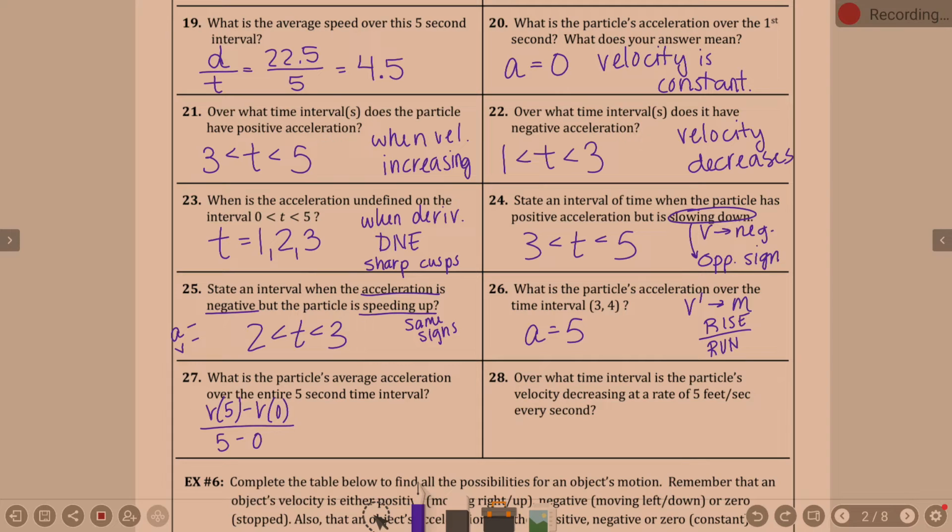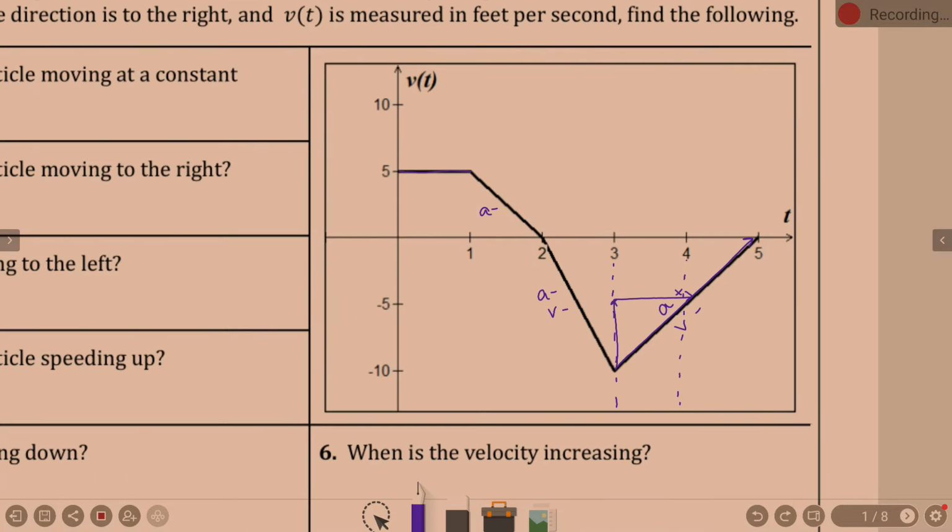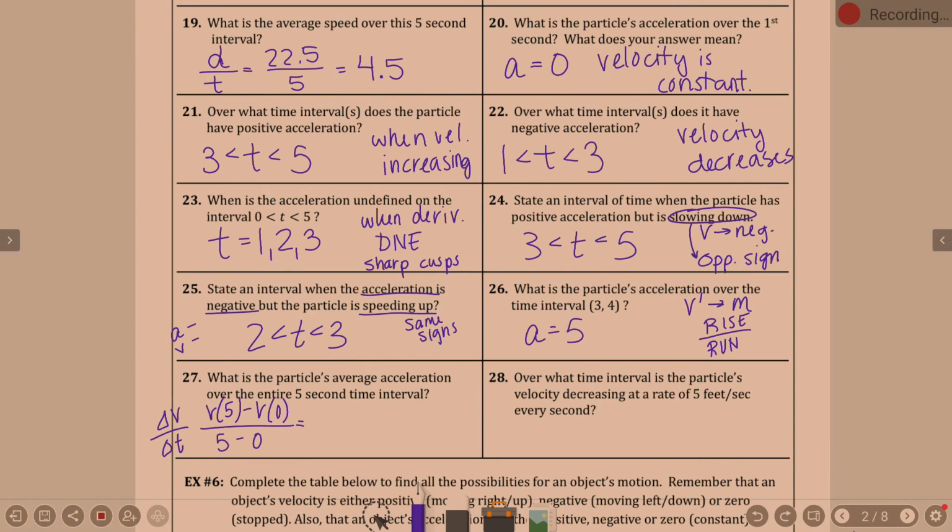Okay. What is the velocity at 5? And what is the velocity at 0? 5. So we're going to say 0 minus 5 over 5 minus 0, which is going to be -1.